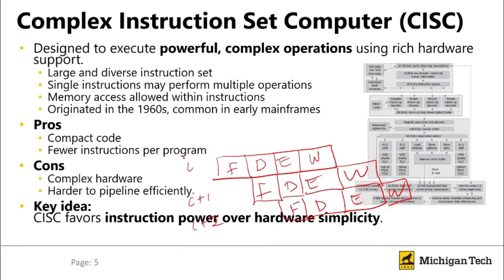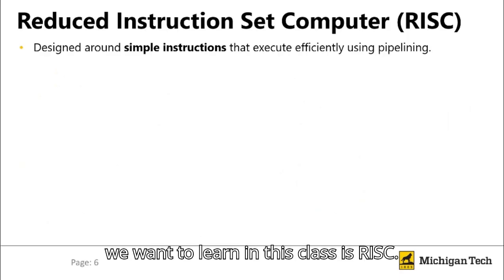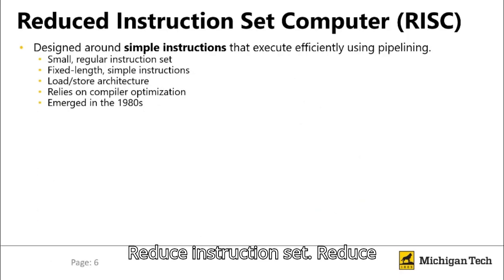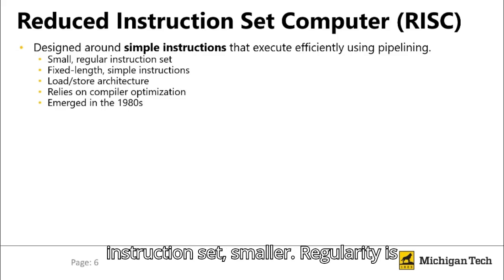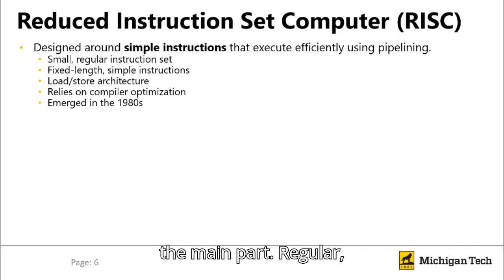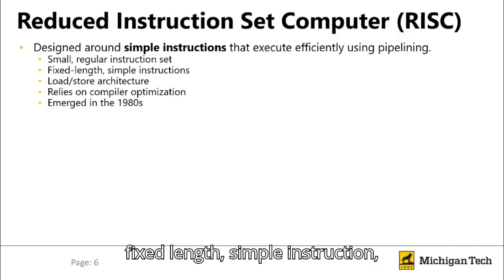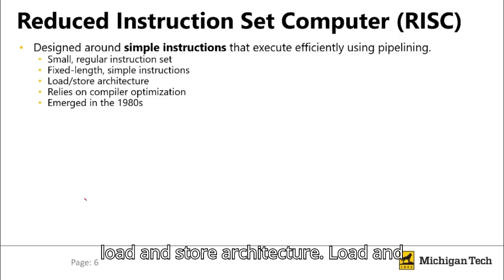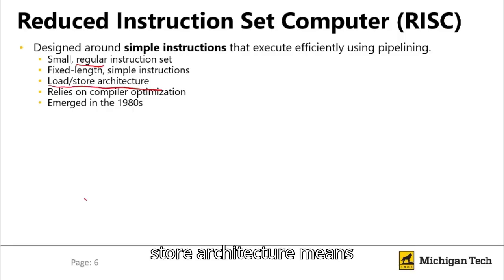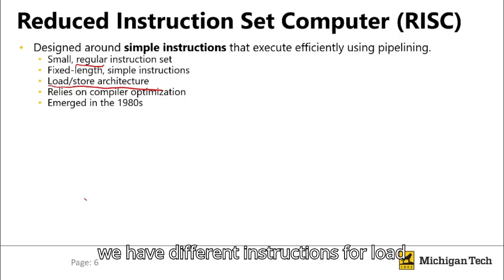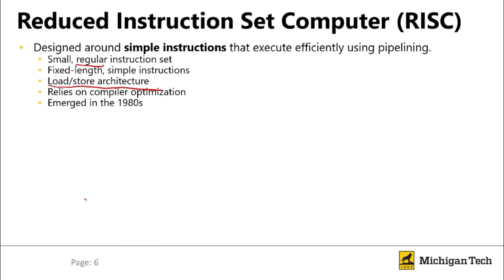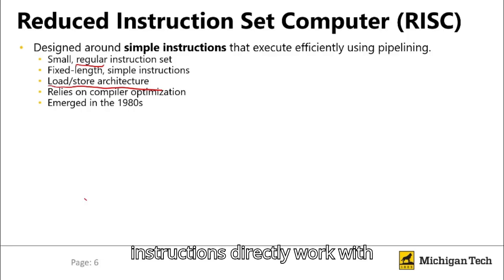We have CISC because of supporting the other computers that we had before, like Intel's and AMD, for example. But what we want to learn in this class is RISC, reduced instruction set. Reduced instruction set is smaller. Regularity is the main part: regular, fixed length, simple instructions, load and store architecture. Load and store architecture means we have different instructions for load and store. None of the instructions directly work with memory, just load and store.